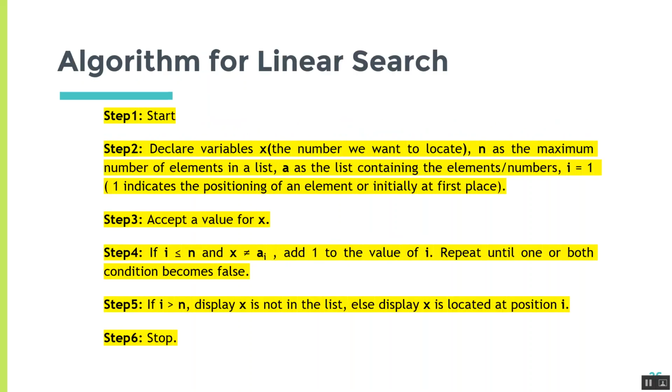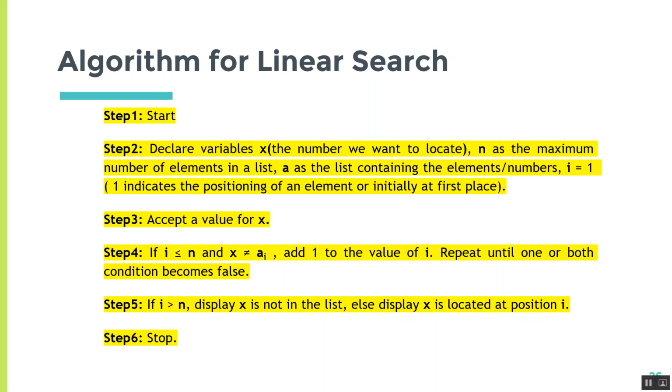Okay, so this is the algorithm for linear search. Let's analyze, class. Step 1 is start. Step 2, declare variables: x, the number that we want to locate; n as the maximum number of elements in a list; A as the list containing the elements or numbers; and i equals 1, which indicates the position of an element, initially at first place. So the first number is on the leftmost side of our list.